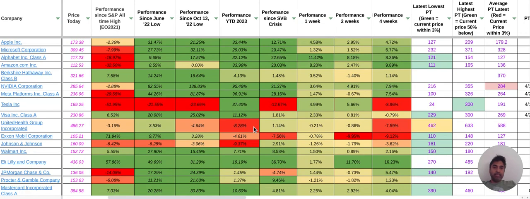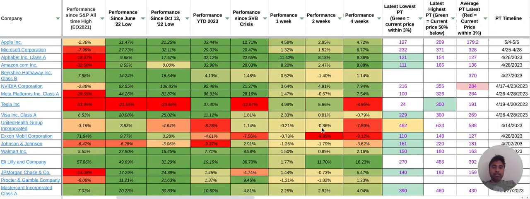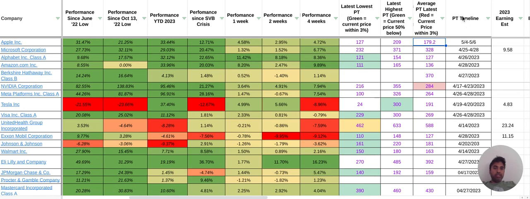But also what it has, from Bloomberg, is the latest data from the last couple of weeks, from sometime in early to mid-April until now: what the price target is, what the lowest price target on Wall Street is for these stocks, what the highest price target is, and what the average price target is. These are important. And then it also shows the price target timeline, so the range of when those analyst price targets were published.